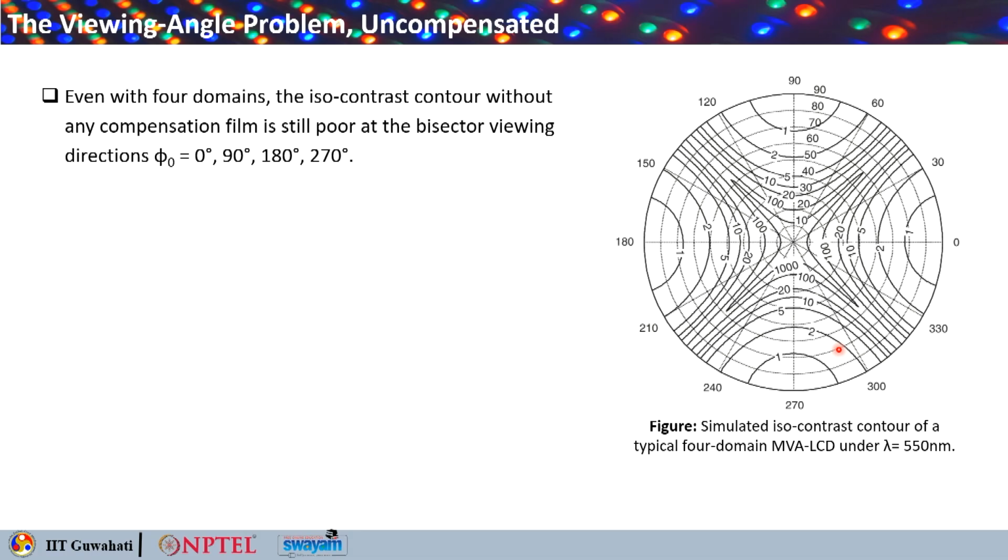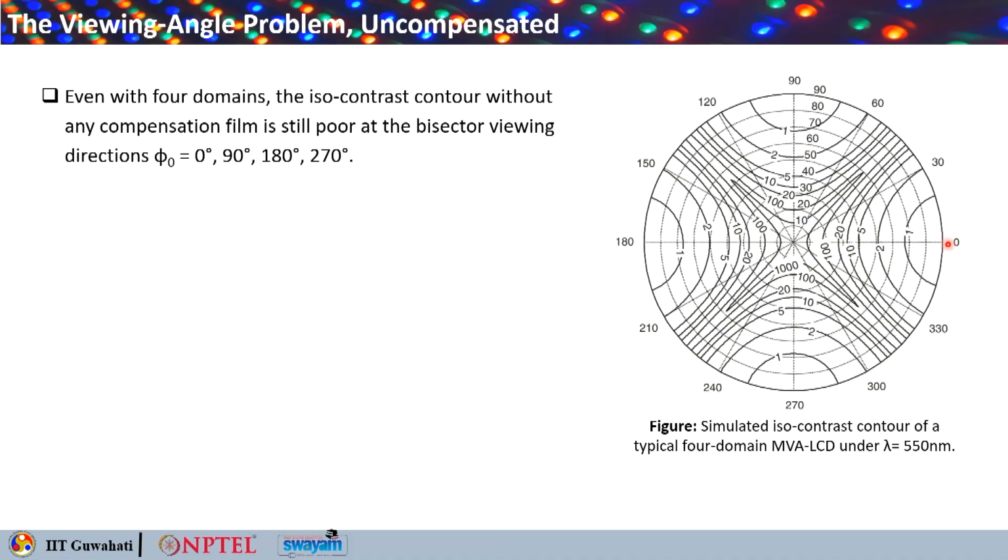Now first of all, why four domains alone are not sufficient to solve this, you can see from this particular slide. Here it shows that the four domains alone are not enough. The simulated iso-contrast contour is shown without any compensation film. So even with the four domains, the iso-contrast contour without the compensation film still provides poor viewing in the bisector directions, particularly at 0 degree, 90 degree, 180 and 270 degree.